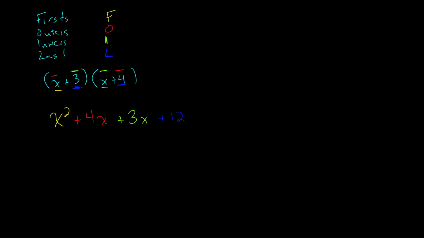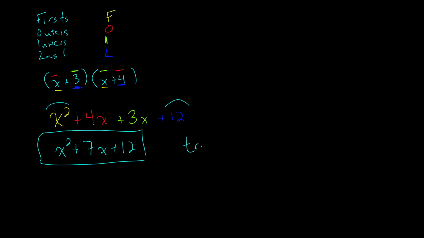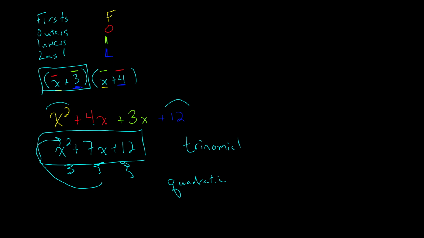And now I can collect like terms. I have an x squared and a constant, so they stay the same. But I have 4x and 3x. And so multiplying two binomials gives me a trinomial. It has 3 terms. And it's to the second power. And so things to the second power are called quadratic. And so we are going to be working with quadratic equations which look like this. And what we want to realize is they come from binomial pieces or binomial factors.